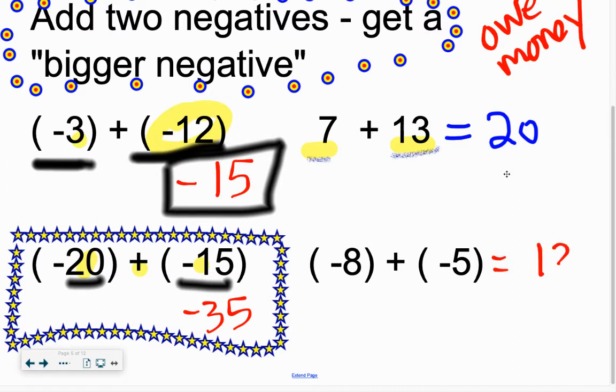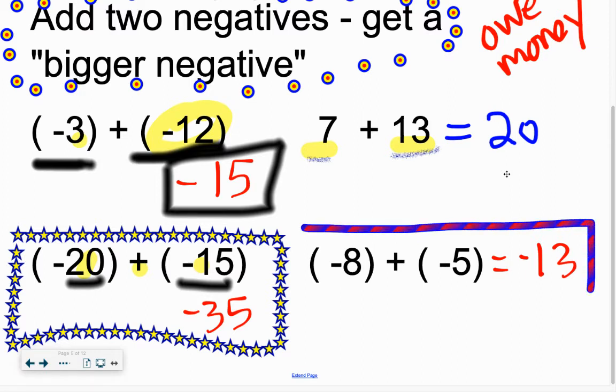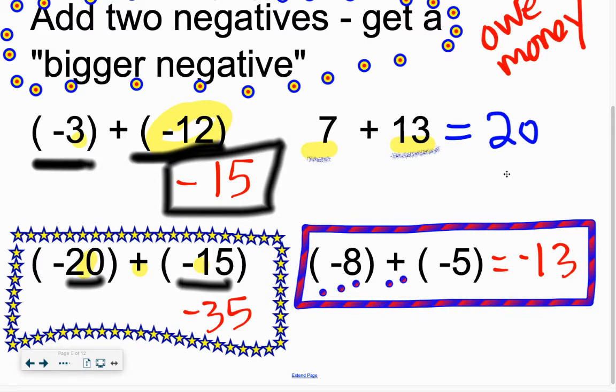If you know the answer, you need to make sure we remember that this is a negative 13. And as previously stated, please do not just make negative 13 magically appear. All of this needs to be there, the original problem and the answer.